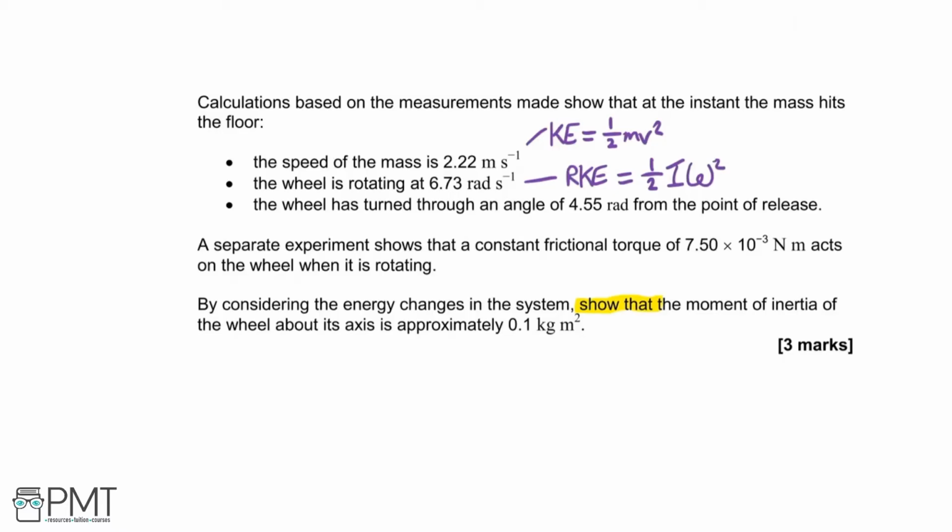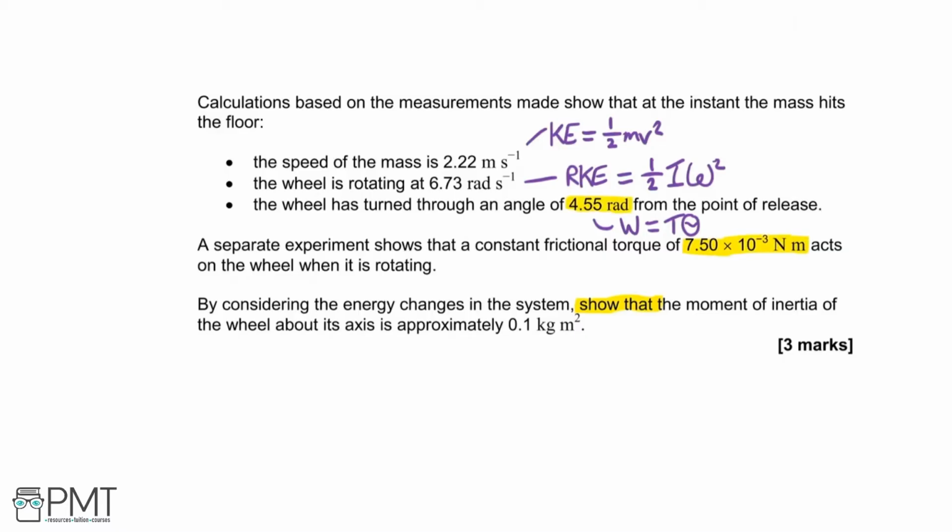The rotational kinetic energy is equal to 1/2 times the moment of inertia times the angular speed squared. Notice how similar that equation is to the linear kinetic energy, or translational kinetic energy. And finally, the work done against friction, or the work done by friction, is equal to the torque, the frictional torque, multiplied by the angle over which that torque is exerted. And we're actually given both of those in the question.